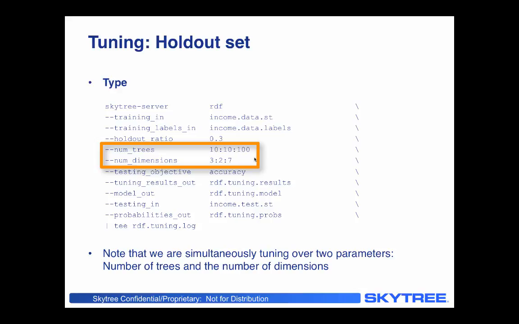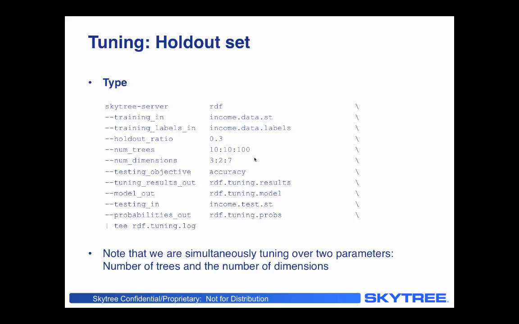The next parameter we would like to tune over is the number of dimensions. Random forests build trees by considering only a subset of all the possible dimensions at each split. And the num dimensions option of Skytree specifies the number of candidate dimensions to use at each split. For this run, we're once again using the colon notation to choose 3, 5, and 7 dimensions.